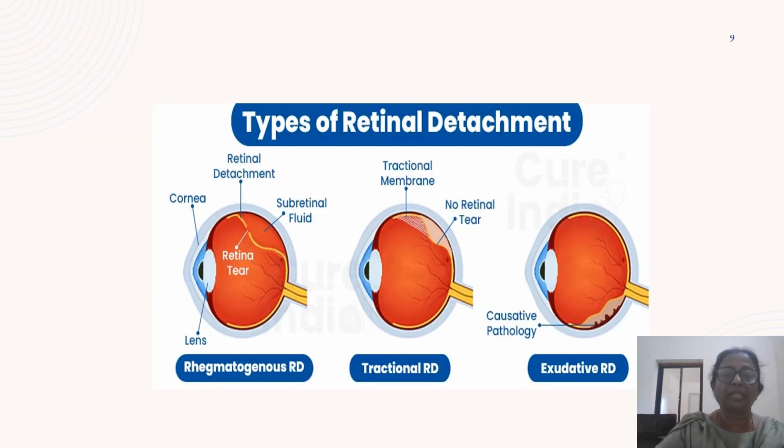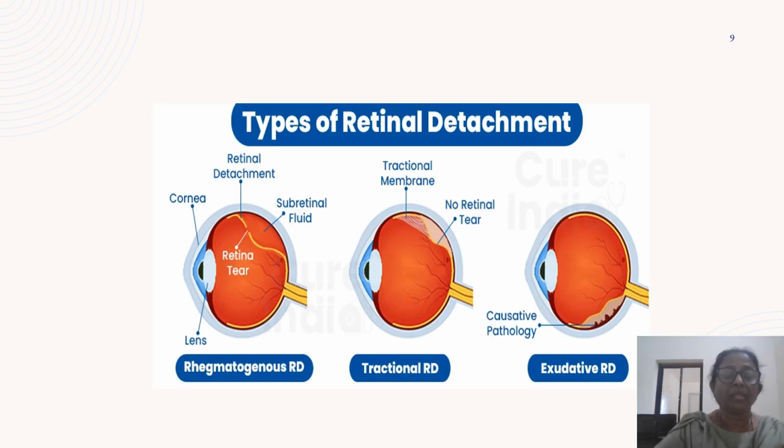So here you can see the different types of retinal detachment. First one is rhegmatogenic retinal detachment, and the second one is exudative, serous or secondary retinal detachment. Third one is tractional retinal detachment.